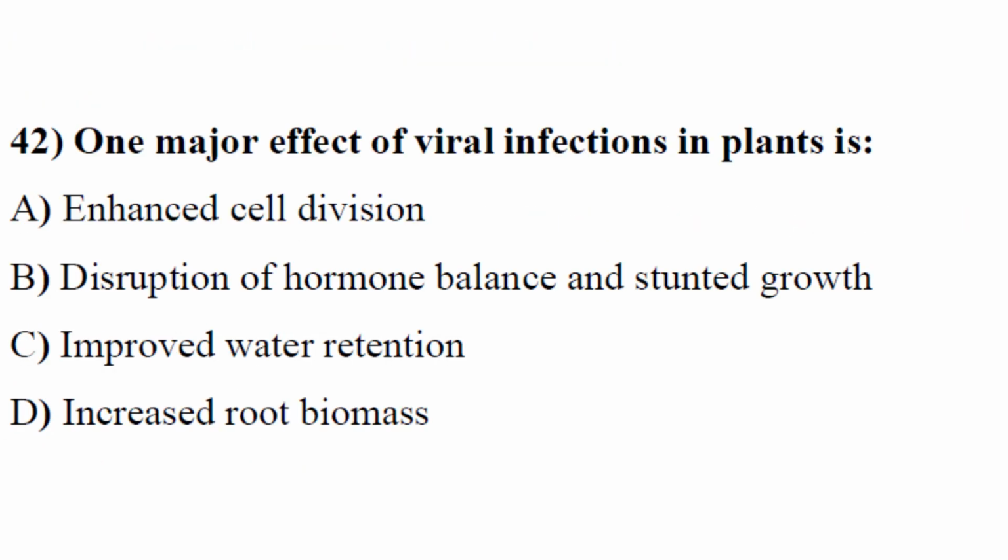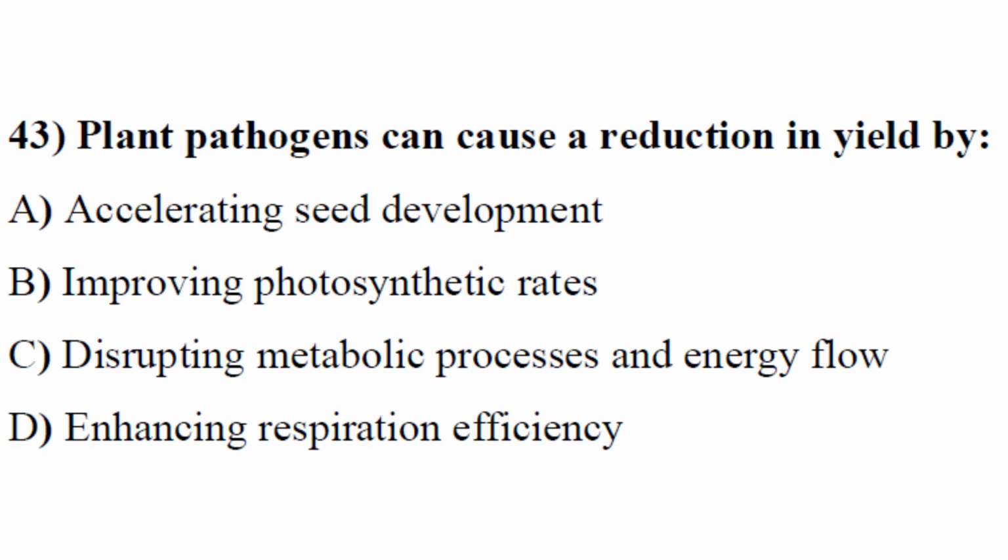42. One major effect of viral infections in plants is: A. Enhanced cell division. B. Disruption of hormone balance and stunted growth. C. Improved water retention. D. Increased root biomass. Answer: B. Disruption of hormone balance and stunted growth.